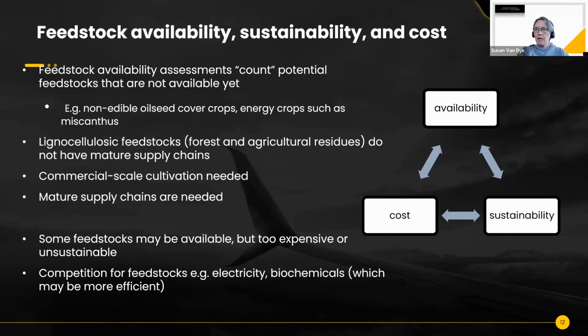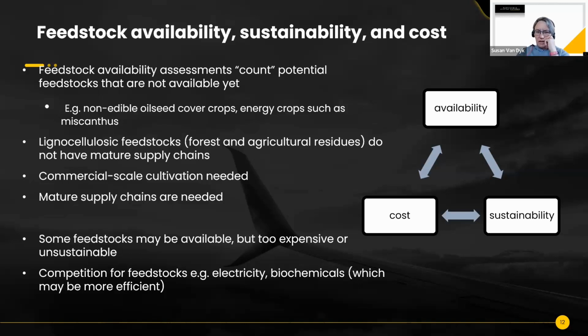There's a lot of interest in it. There's a lot of research. There's a lot of companies that can supply seeds, but what we see is that these are not grown at commercial scale, so they are essentially not available. So when you look at the report, you have to assess, are they looking at potential for the future, or are they actually looking at feedstocks that are currently available?